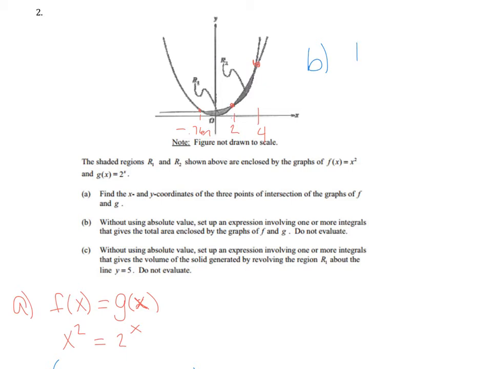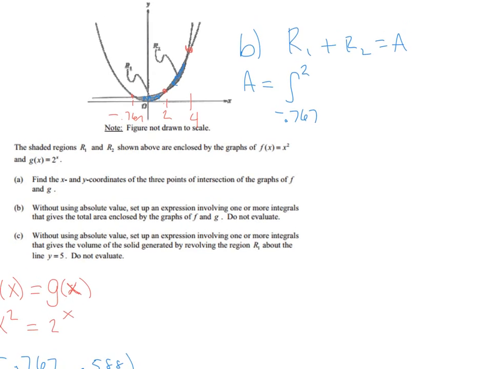That means you want region 1 plus region 2 to get the area, because they want both the area enclosed by those two graphs. So to find the area, I need to do the integral from negative 0.767 to 2, because there's a region here and there's a region here. And I need an upper minus lower, so I need to know which curve is which.